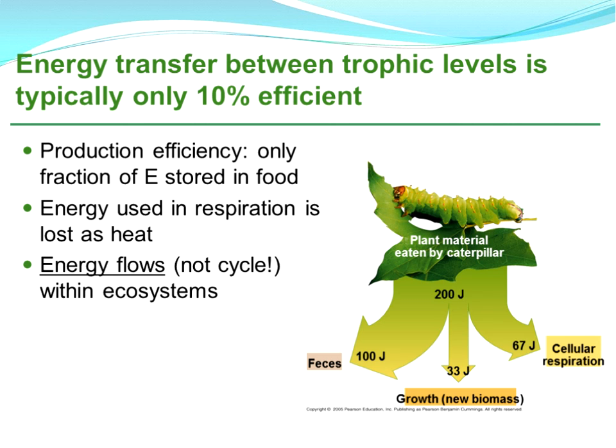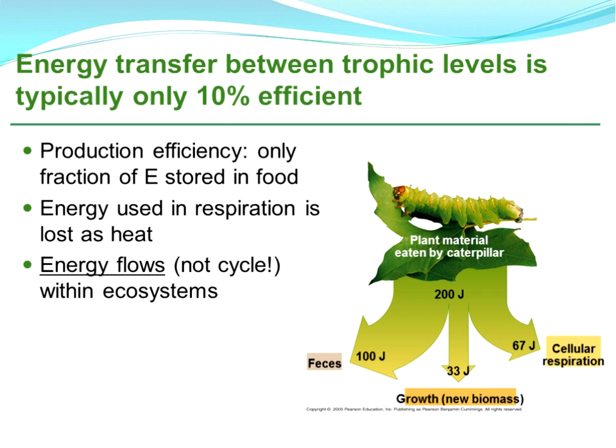So again, this goes back to that energy transfer between the trophic levels. It's basically only 10% efficient, which just means that typically only about 10% of the energy that is available is transferred from one level to the next. Okay, so production efficiency: only a fraction of the energy is stored in food. Energy gets used up in respiration and lost as heat, and the energy flows through the ecosystem.